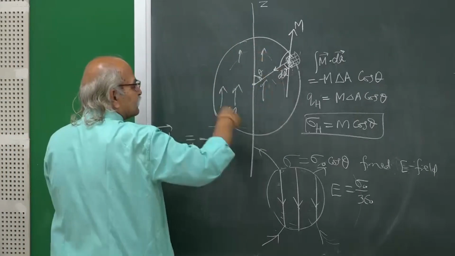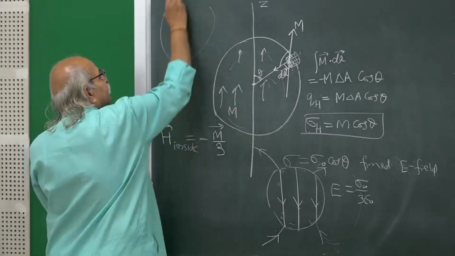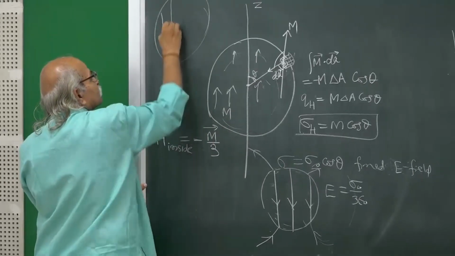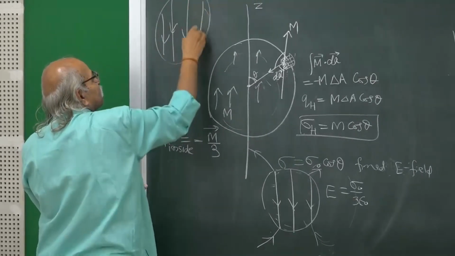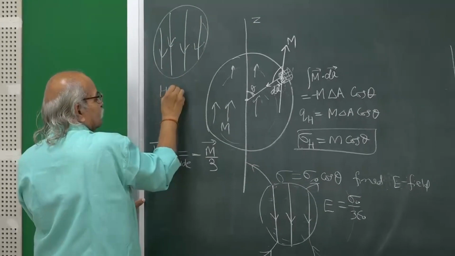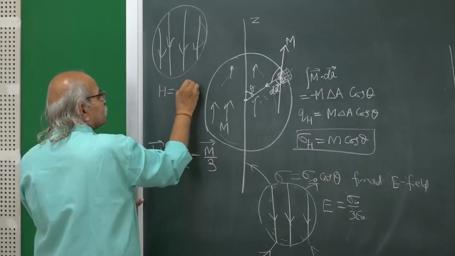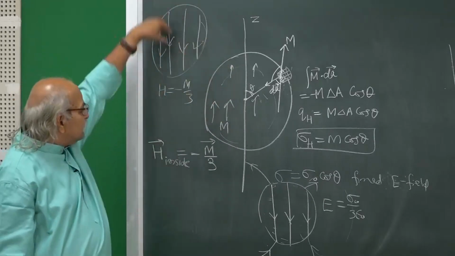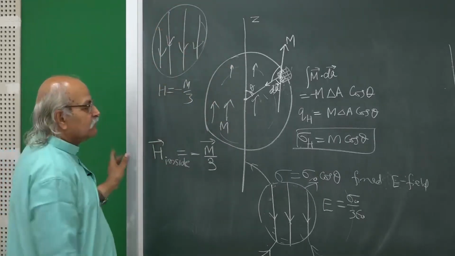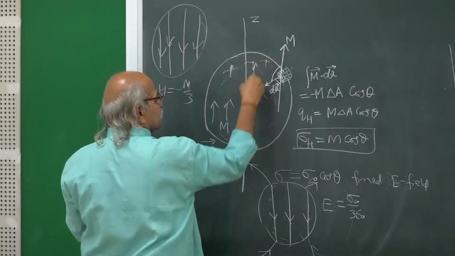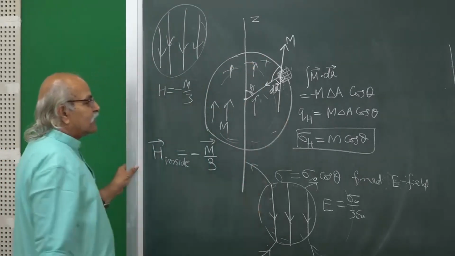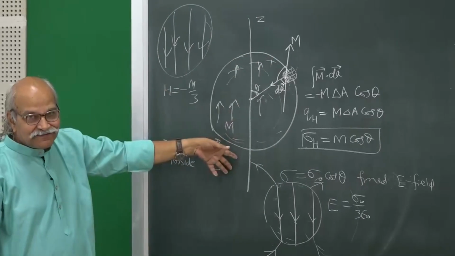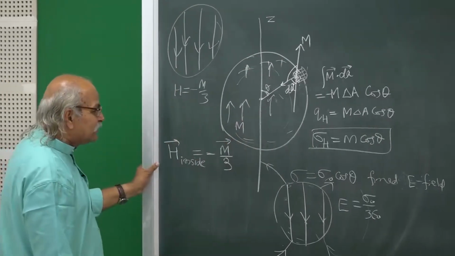If this is a sphere and I ask what is H, the H is like this. How much is the magnitude of H? The magnitude is minus m by 3, and here is the direction. Magnetization is this way, H is this way. Natural, because you have positive H charges here and negative H charges here, therefore the H field has to be downward. So it is this.